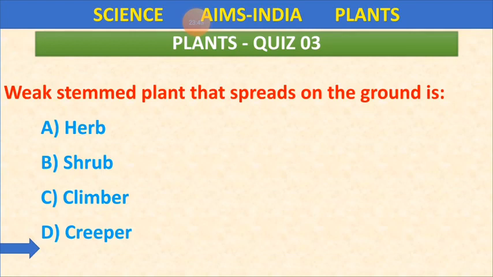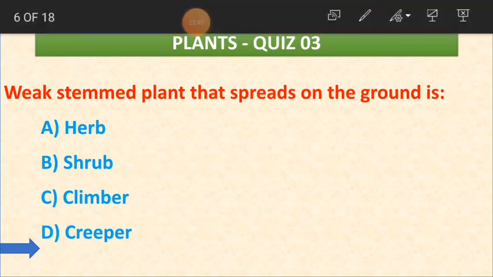And the answer here is creeper. Yes or no? The answer here is creeper. So, creepers are weak stemmed plants that spread on the ground. Clear, children? Okay. The next question for us.